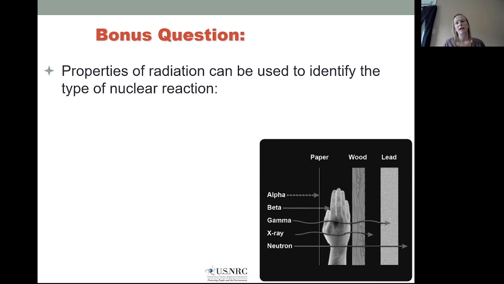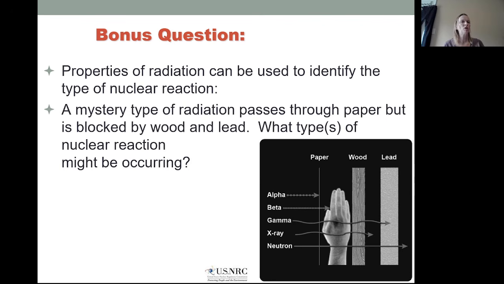Given the information I gave you about the different types of particles that can be released by a nuclear reaction, you should be able to answer a question like this about a type of radiation that passes through some substances but is blocked by others. So let's look at this example. A mystery type of radiation passes through paper but is blocked by wood and lead. What types of nuclear reaction might be occurring? Like what types of particles might be being emitted by this nuclear reaction?